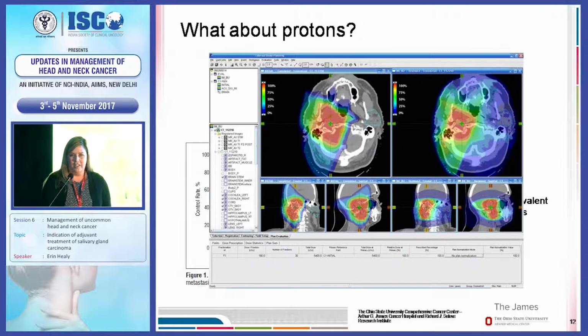This is just a comparison of the proton plan versus the IMRT plan. As you can see here, this low dose bath right here is touching the opposite or the contralateral parotid. And here we actually get parotid sparing with protons. But again, protons have their own limitations and availabilities.